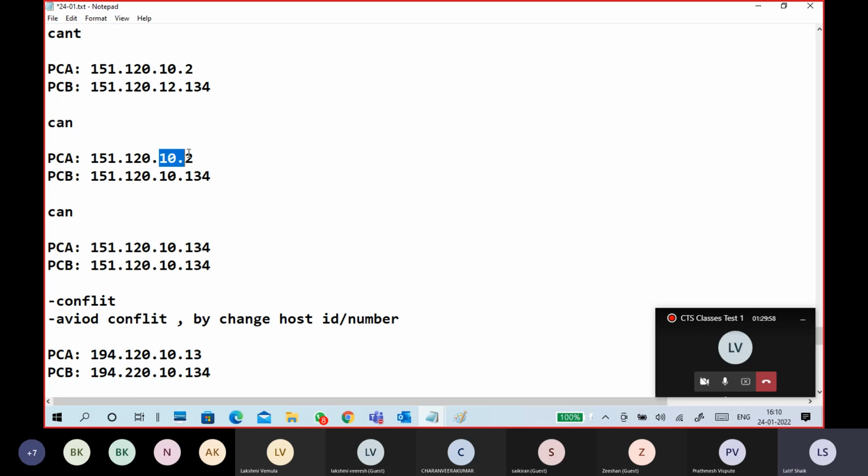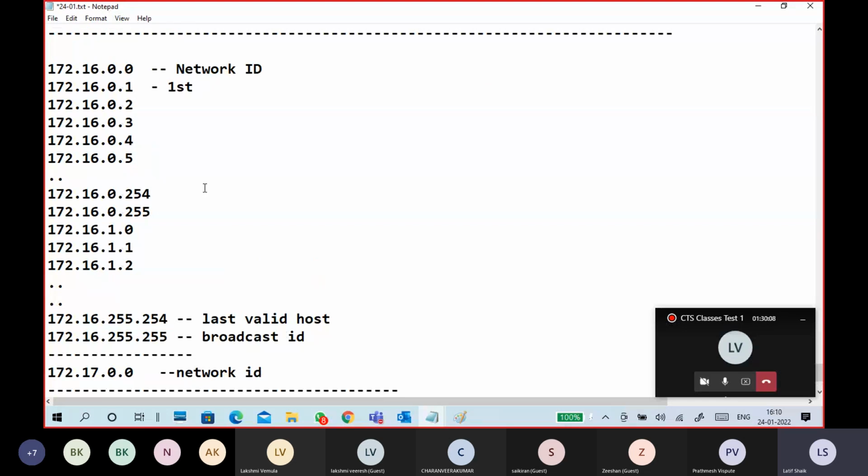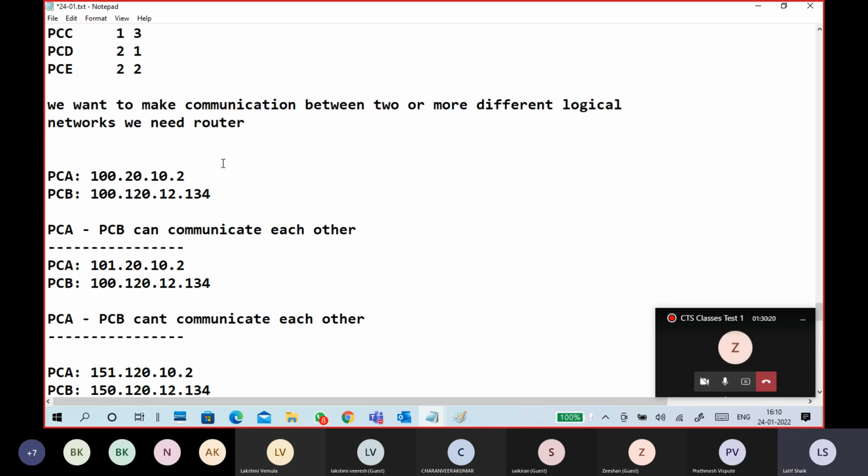Class B, mainly class B. See, look at here. Sometimes it is the same, sometimes it is different. So no need to worry about it. What is important is whether it is the same network or not. So we have to look at the network portion only. And what is the host portion?